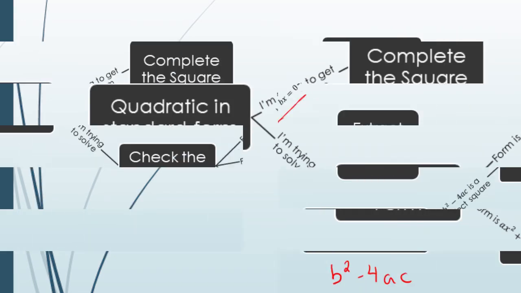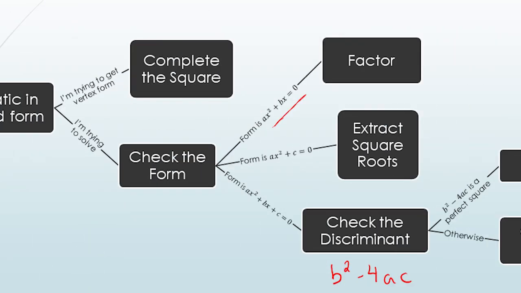Otherwise, if you're trying to solve, then you want to check the form that it's in to determine which method is good. The first form is ax squared plus bx equals 0, so there's no constant term. That is something that you can factor, so you want to factor that. The second form is ax squared plus c equals 0, so the bx term is gone. To do that, you want to extract square roots.